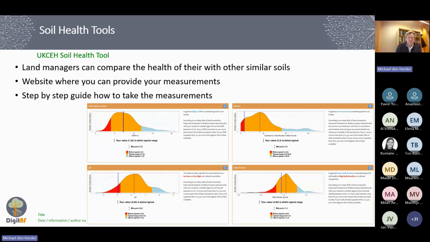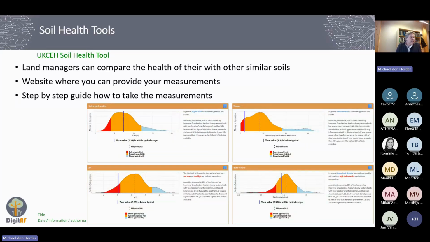everybody can use it, and you can enter your soil health data there. So the same data we took from our sample field: data on soil organic matter, earthworm abundance, pH, and bulk density, and then you see how your field or farm compares to other farms in the same sector. So that's quite a useful tool.